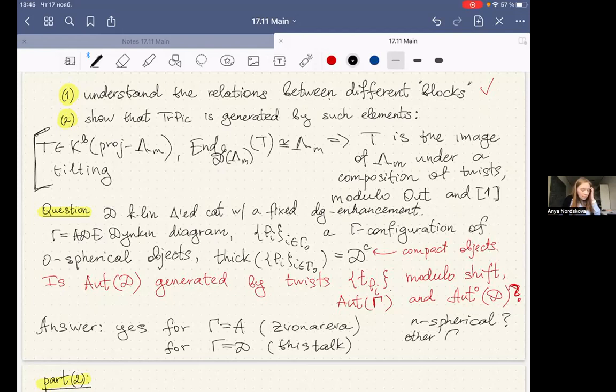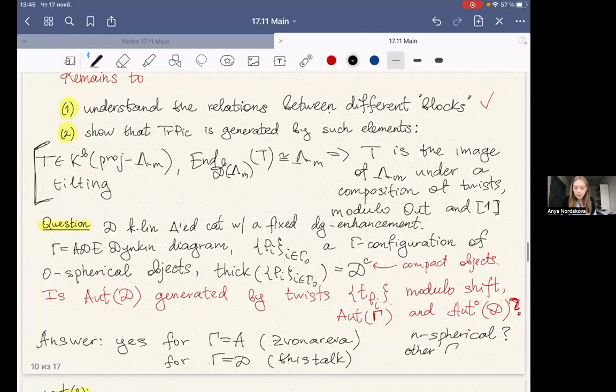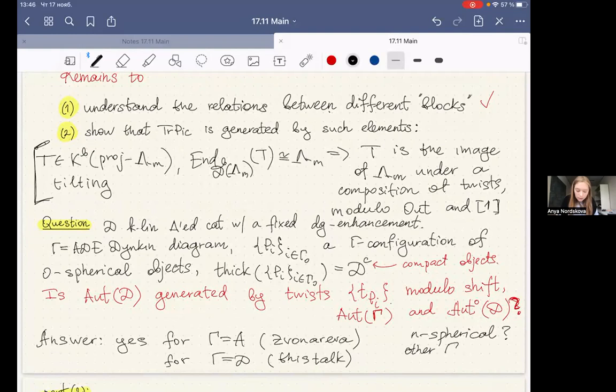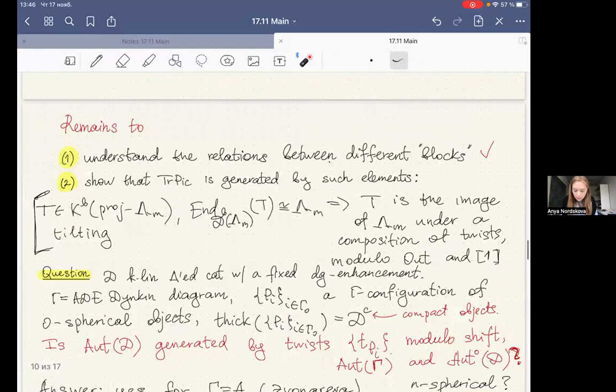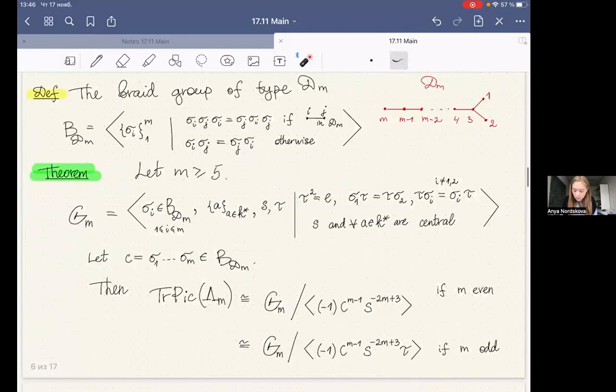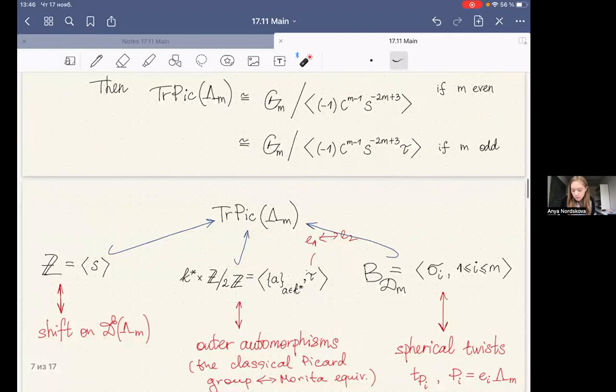Okay, so now, one more remark before I go to the explanation of how to express any tilting complex as an image of the algebra under spherical twists. I want to remark that here I listed automorphisms of the diagram as one of the generating pieces, and one might expect that they are always expressed as compositions of other elements, spherical twists, shifts, and something like that. But this example here in my result shows that for D_m, even this automorphism tau, which swaps two vertices one and two, is not expressible via any other elements. So you really need to have this automorphism here.